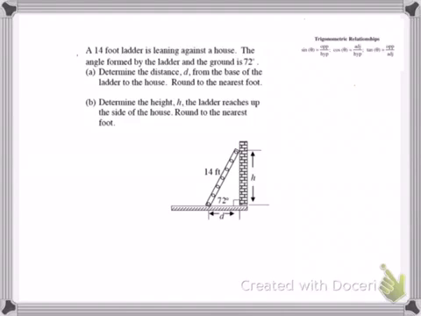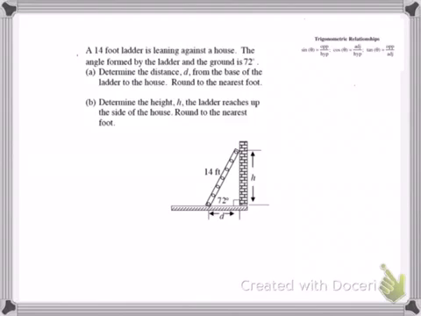The last question is a two-part question. It says a 14-foot ladder is leaning against the house. The angle formed by the ladder and the ground is 72 degrees. Part A. Determine the distance D from the base of the ladder to the house. Round to the nearest foot.